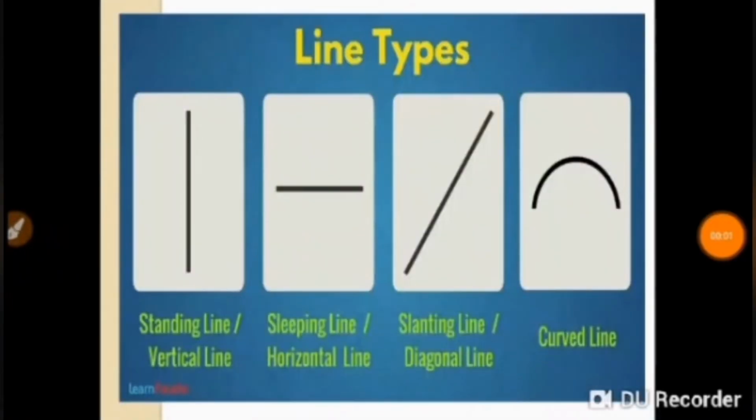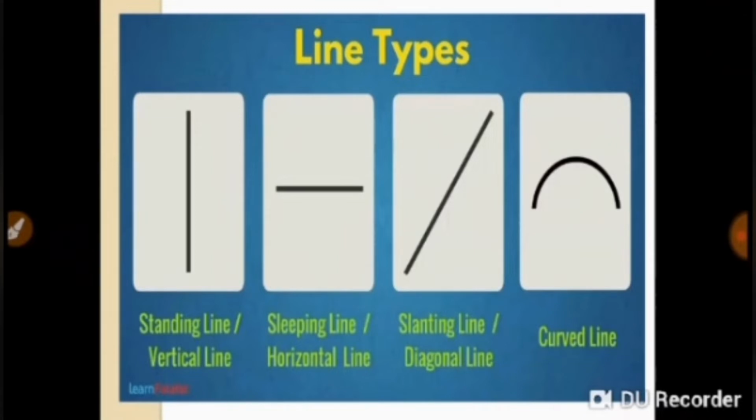Children, do you remember that when you have started writing and when you have learned how to write, you have started drawing few lines first? Which kind of line were these? Do you remember? Yes, it was a standing line, sleeping line, or a slanting line, or there may be a curved line. We have joined these lines to form the alphabets.